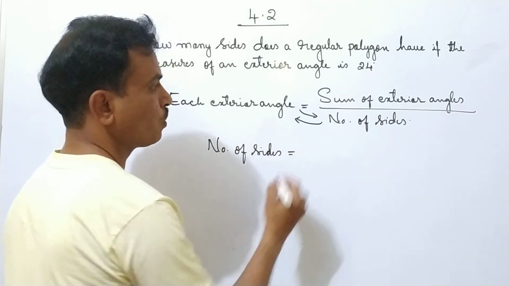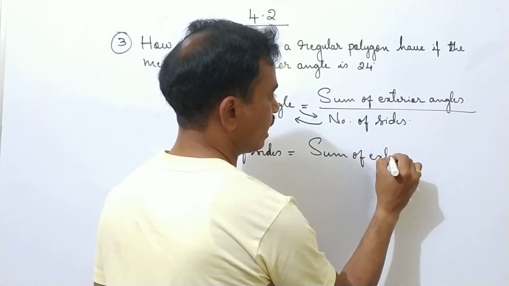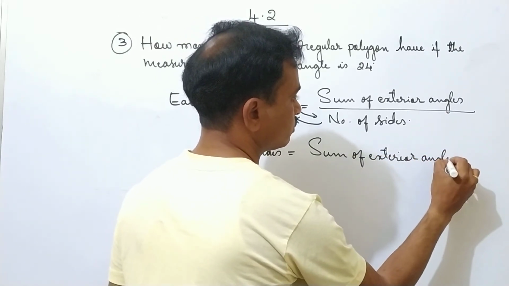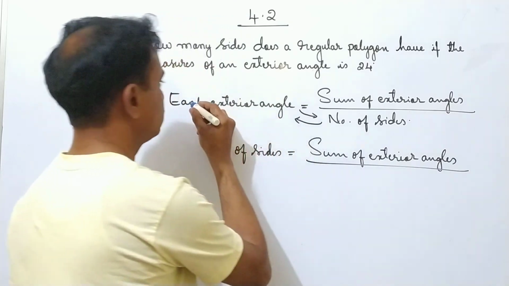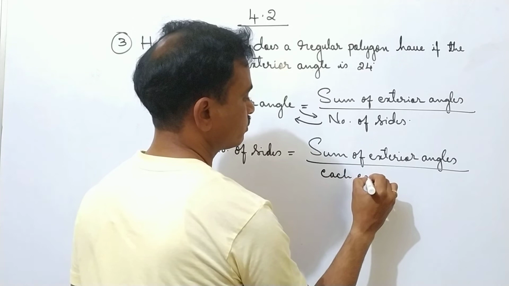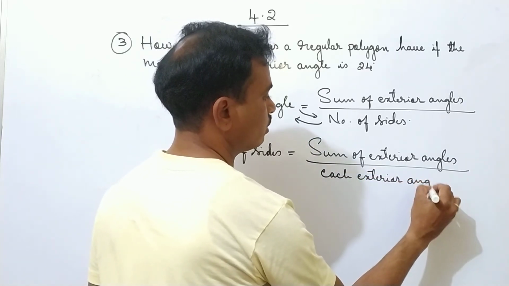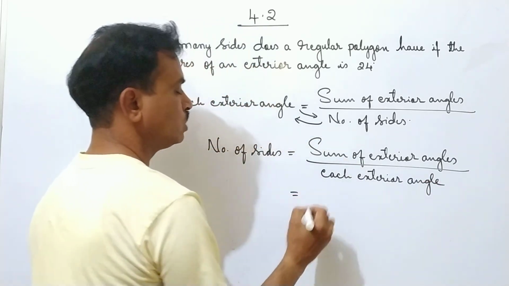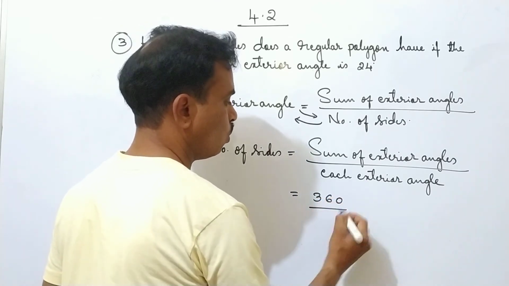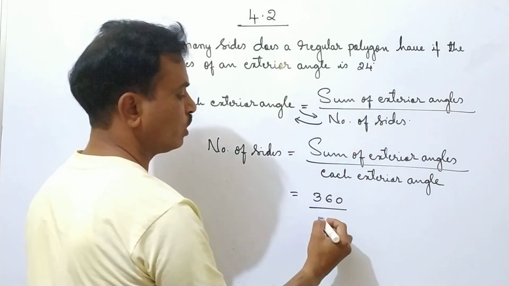is equal to the sum of exterior angles, whole divided by each exterior angle. So the sum of exterior angles, that is 360 degrees, whole divided by the exterior angle, each exterior angle is given as 24 degrees.